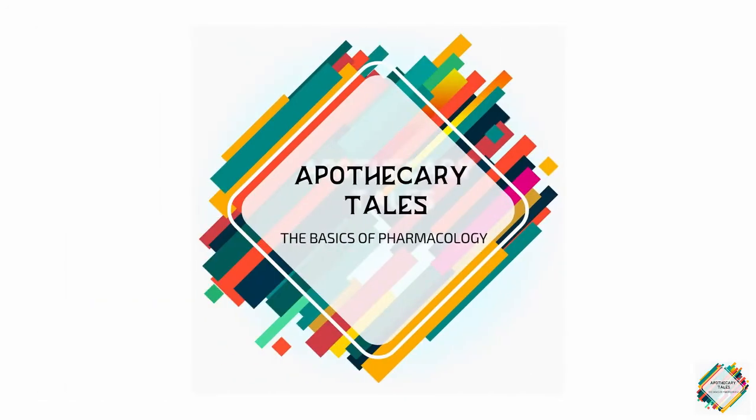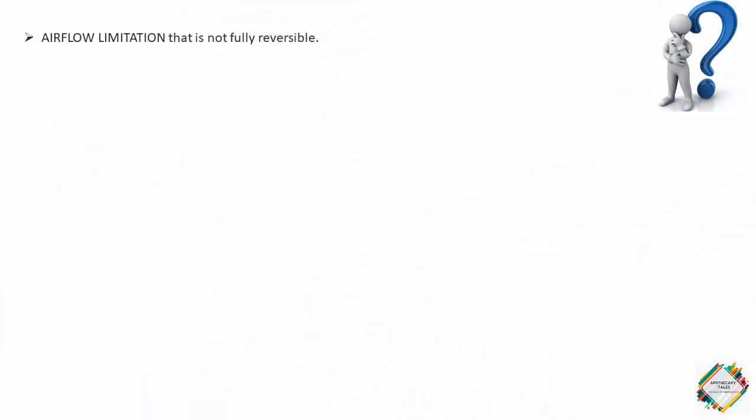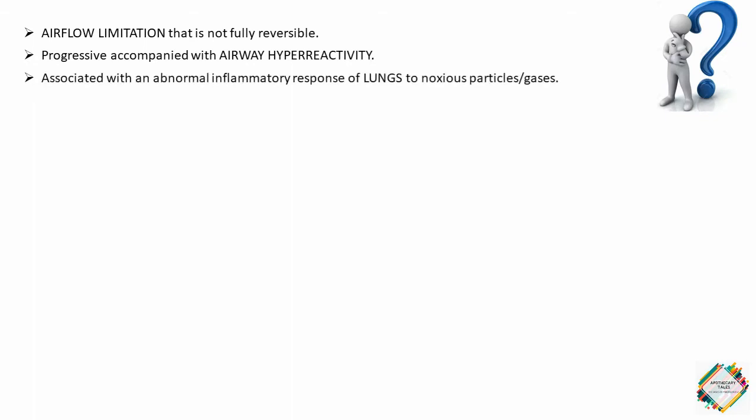Today we're going to talk about a respiratory condition, chronic obstructive pulmonary disease. In this video we're going to talk about the basic introduction to COPD. Chronic obstructive pulmonary disease is a disease state characterized by airflow limitation that is not fully reversible. The airflow limitation is usually both progressive and accompanied by airway hyperreactivity, and is associated with an abnormal inflammatory response of the lungs to noxious particles or gases.